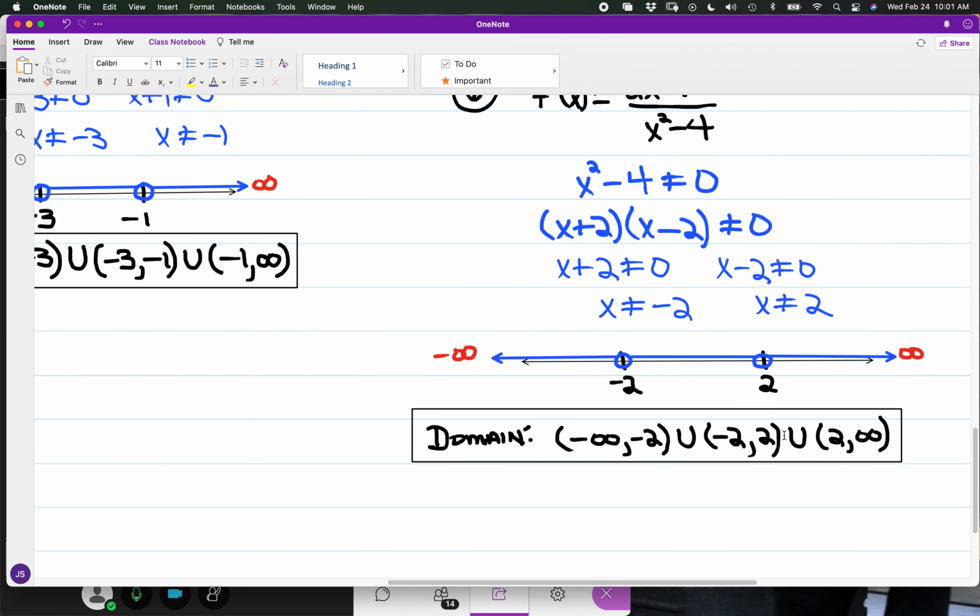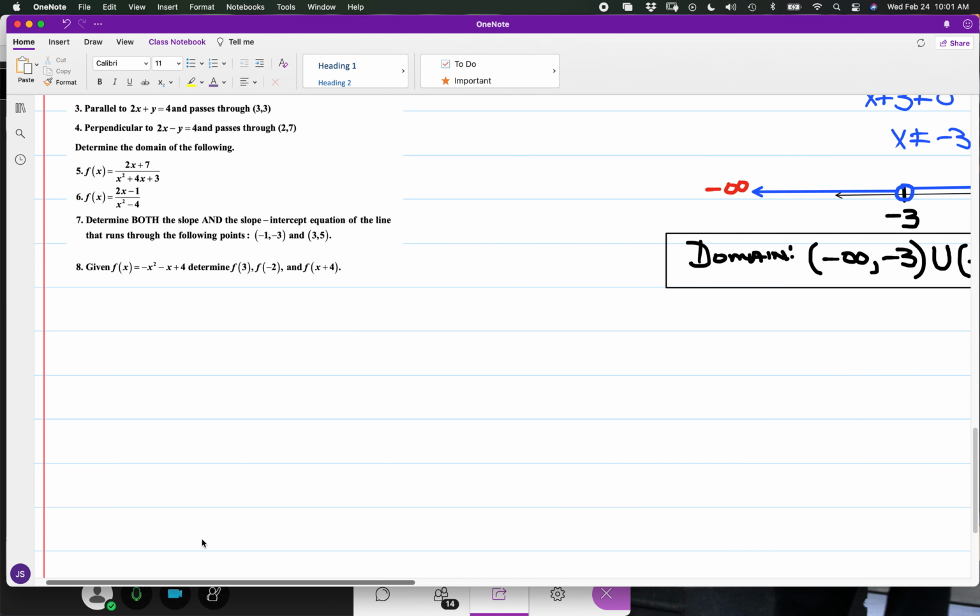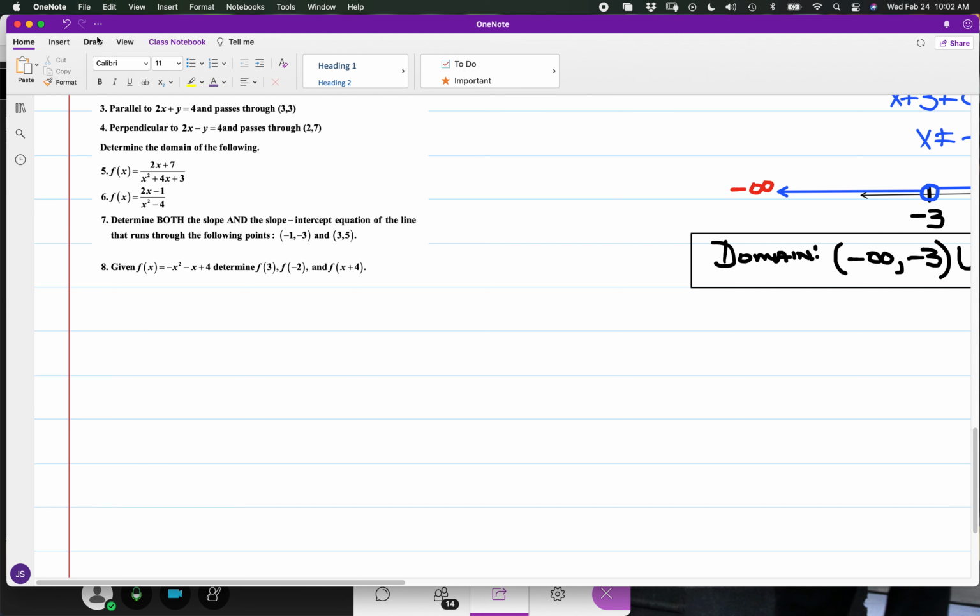All right. Now, again, we have 2 exclusions, and in the interval notation, the domain has, once again, 3 subsets in the formation. Now, for what we have in the case of the next items.